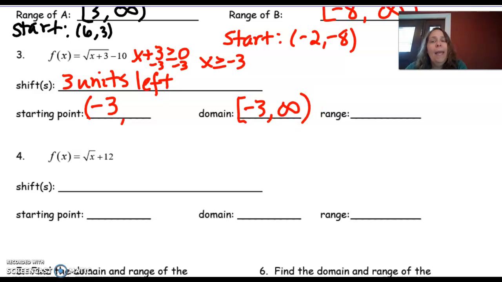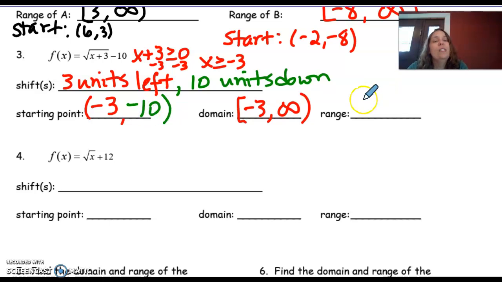In terms of the y, we have a negative 10 afterwards. So that means it's going to be 10 units down. So our starting point, if it's 10 units down, would be at negative 10 for the y value, which means that our range is going to start at negative 10 and go all the way to infinity. All right, using that logic, go ahead and try number 4 on your own, please.